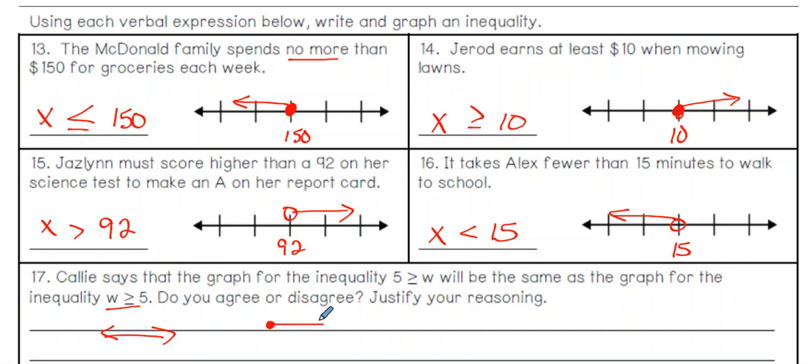One of them would be going this way, has to be greater than or equal to 5. That would be this one. The other one would look the direct opposite. That's what this one would look like. And that's what this one would look like.